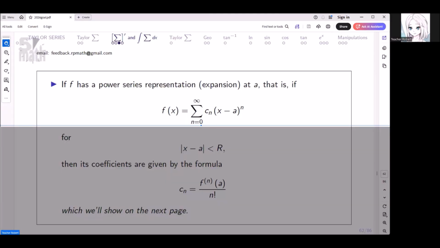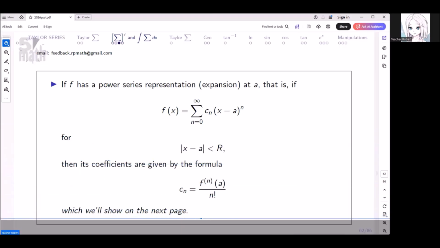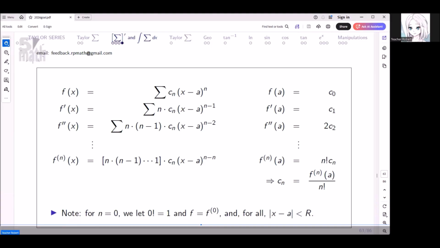If f has a power series representation, expansion at a, that is, if this for this, then its coefficients are given by the formula here, which we'll show on the next page. We have the following. Note, for n equals 0, we let 0 factorial equal 1, and f equals the 0th derivative of f, and for all absolute value x minus a less than r.